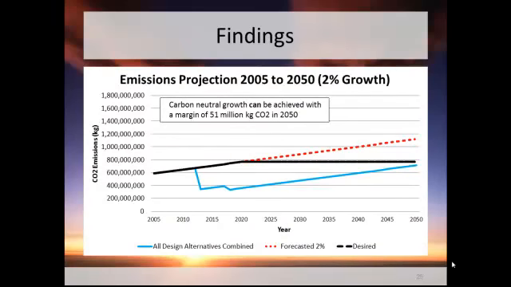Using baseline emissions data from AIT, we've created a projection for airport emissions from 2005 to 2050 using a 2% growth rate for airport operations, shown in black. As shown in red, if nothing is done to mitigate the emissions, they will continue to rise and the airport will not meet carbon neutrality by 2050. Implementing all the design alternatives we've analyzed suggests that carbon neutral growth can be achieved with a 2% growth rate.